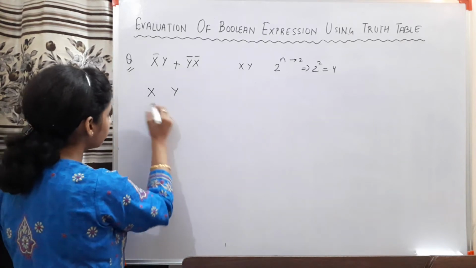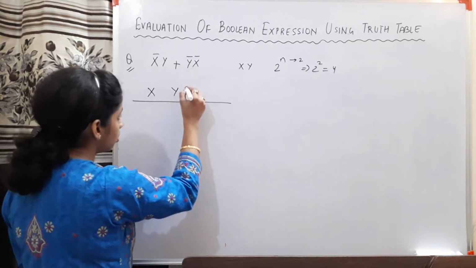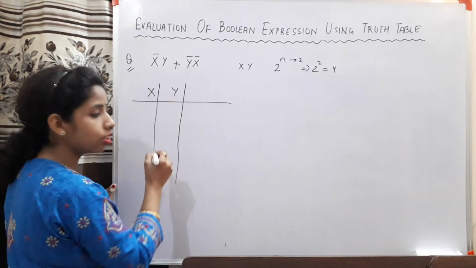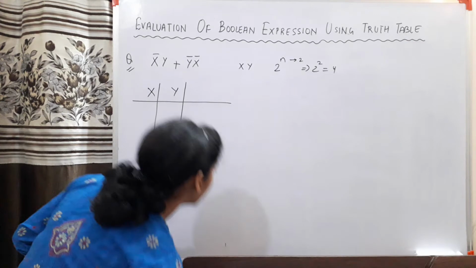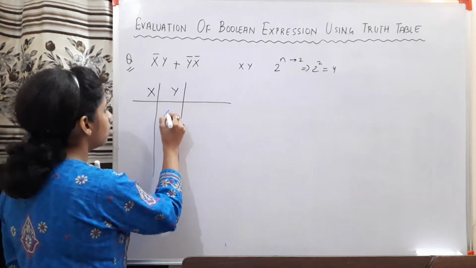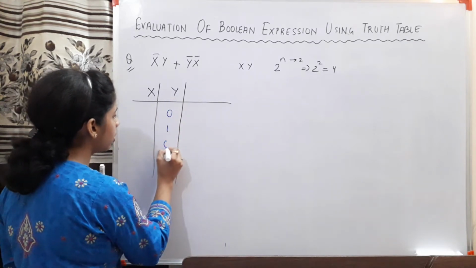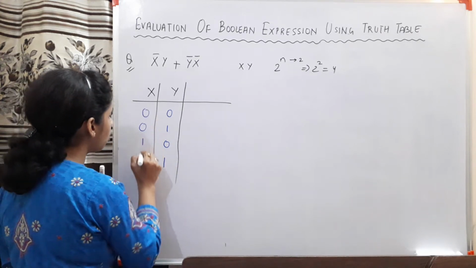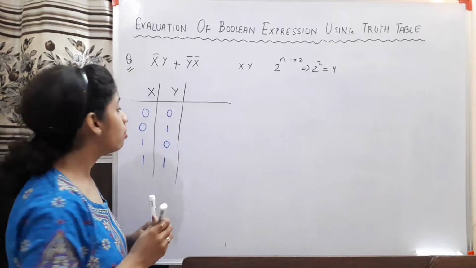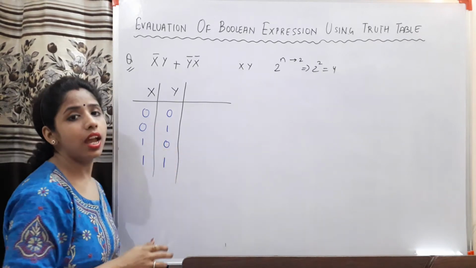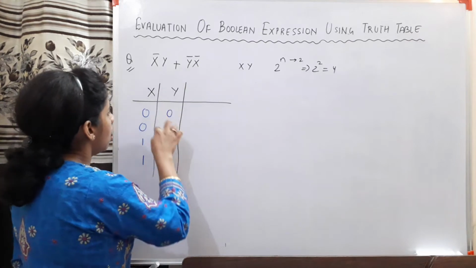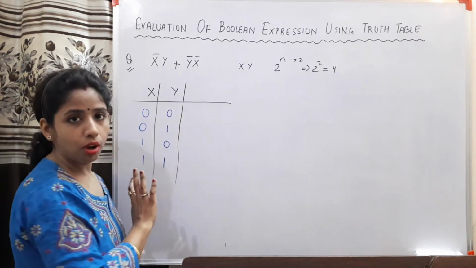For these combinations, how do we draw the truth table? In the last column 1 0 1 1, and in the second column 2 zeros, 2 ones. And what is the logic behind this? I have already told you earlier. So now these are the input combinations.